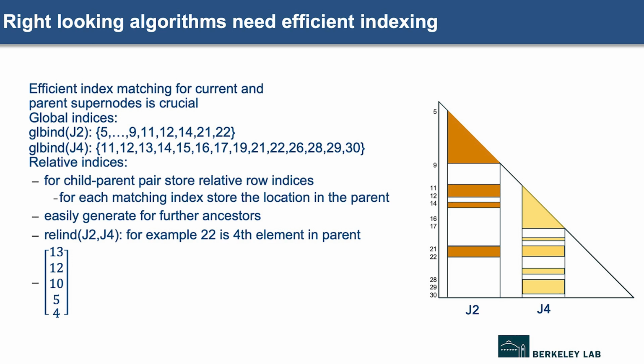These are the indices stored for each child and parent pair of supernodes, and we store relative row indices as follows: for each matching index, we store the location of that index in the parent supernode. Then we can easily generate relative indices for further ancestors as well. And here we show an example of relative indices between J2 and J4. For example, the index 22 in the child supernode is the fourth element in the parent supernode. So we store just 4 for it, and then for 21, we store 5, and so on. So we have relative indices for each matching index.